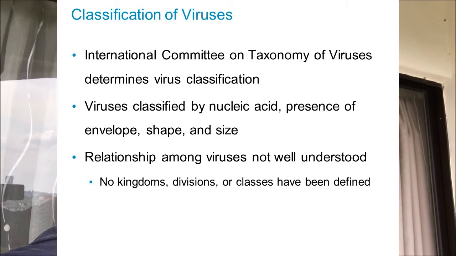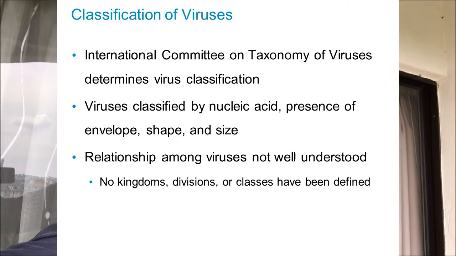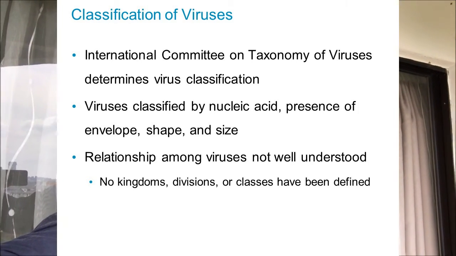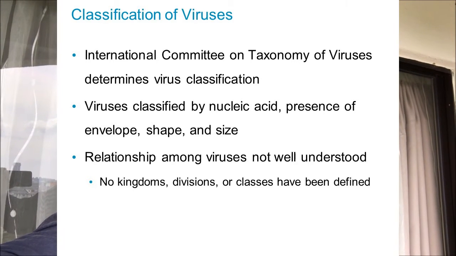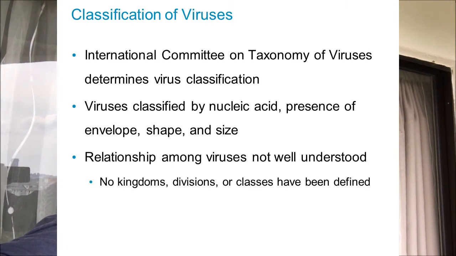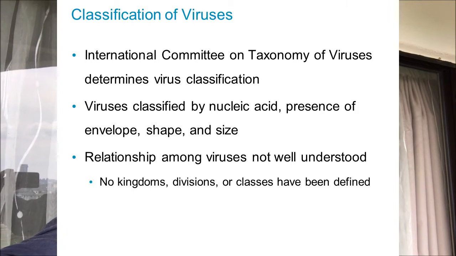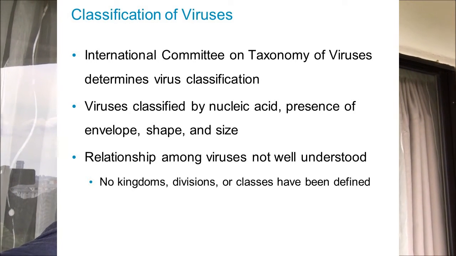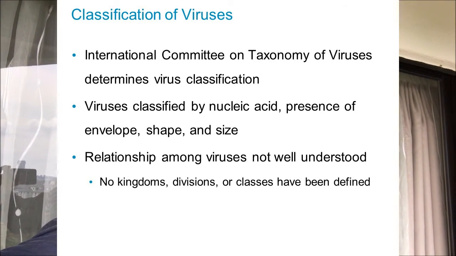The International Committee on Taxonomy of Viruses, ICTV, which was established in the 1960s, provides a single taxonomic scheme for viral classification and identification. Virologists have classified viruses by their nucleic acid, the presence of an envelope, the shape, and the size. So far there are established families and viral genera, but only 3 viral orders are decided. The taxonomists have not determined the kingdom, division, or classes for viruses because relationships among the viruses are not well understood. The family names are typically derived either from the social characteristics of the viruses within the family or from the name of an important member of the family.